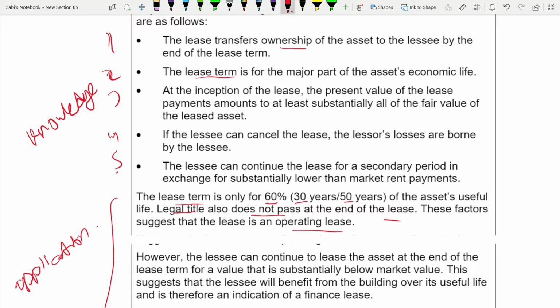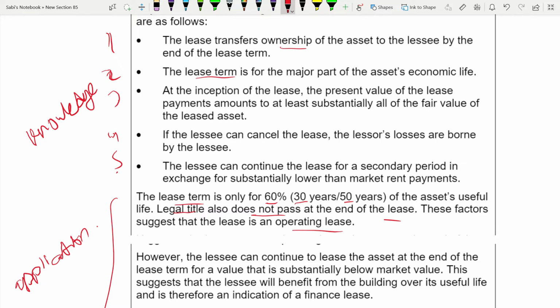This is how you need to answer. Out of these 5, you can take some points which say it's an operating lease, or you can start by saying these are the points which say it's a finance lease, and then conclude it's an operating lease. Anyway, you can answer either way. Here they have given the 2 points and said it's an operating lease according to these 2 points. Why? Because the lease term is not a major part of the asset's useful life. Second, legal title did not transfer to the lessee.